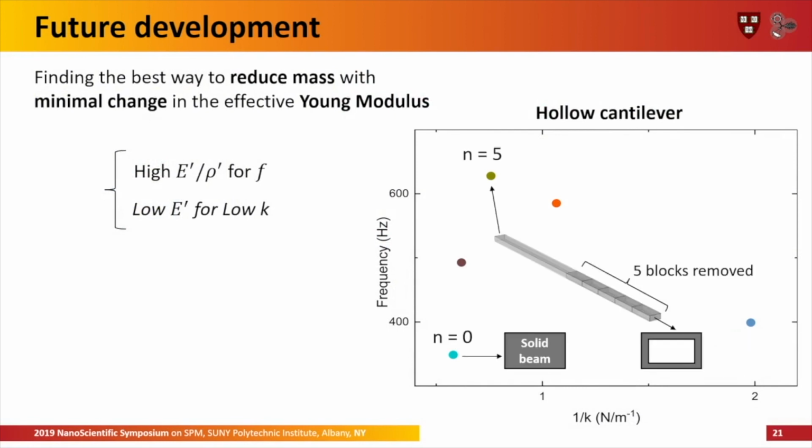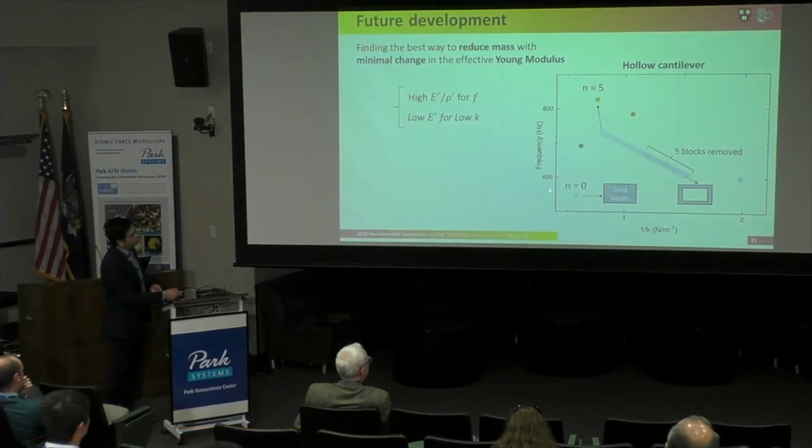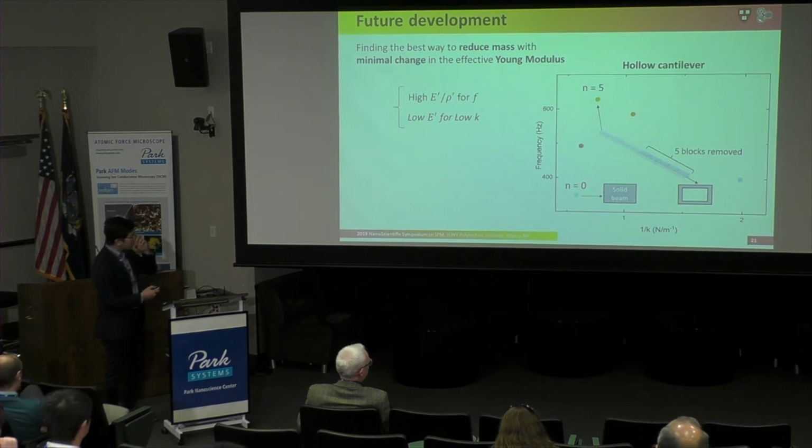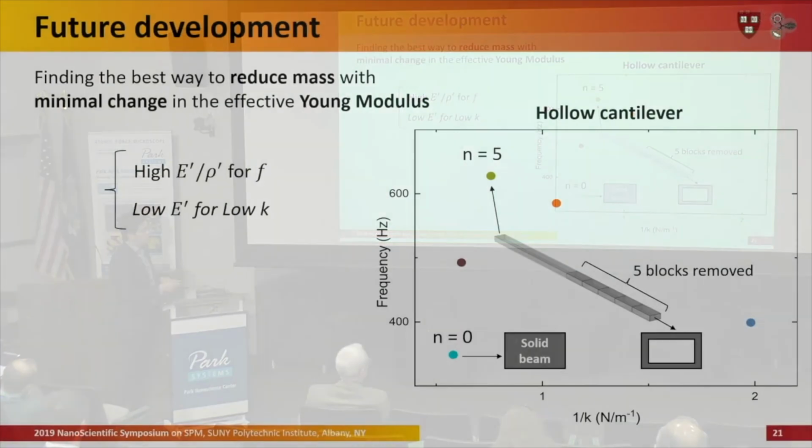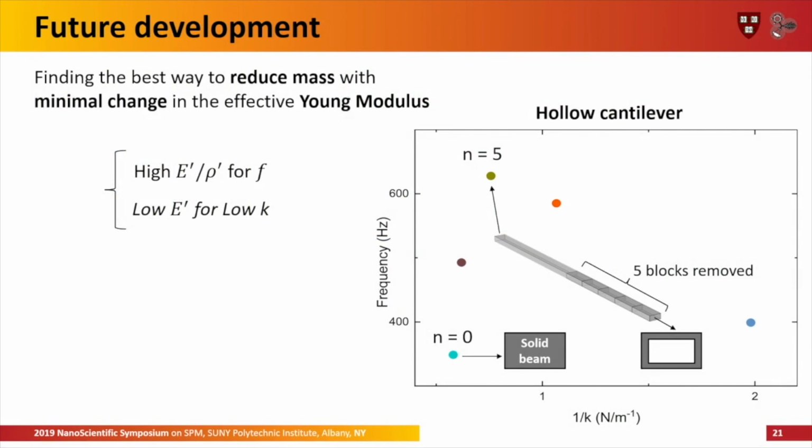One of which is to remove an inner block of material from the top, so that we have a lighter cantilever. For example, the graph here shows the number of blocks removed: 0, which is the solid beam, then 3, 5, 7, and 10. For example, with 5 blocks removed, we have almost double the frequency and also a lower spring constant. So we're moving in a good direction in both, and then we can decouple them and improve them both at the same time.